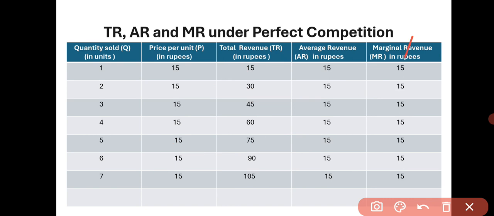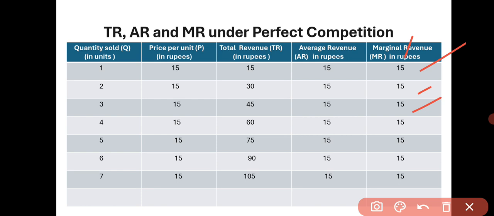In this column, you see, what is marginal revenue? Marginal revenue is the addition to total revenue by selling one more unit of the output. So, marginal revenue is the addition to total revenue when the first unit of the commodity was sold. It was 15 minus 0, that is 15 rupees. Second unit of the commodity sold, 30 minus 15, that is 15. Third unit of the commodity sold, it is 45 minus 30, 15.